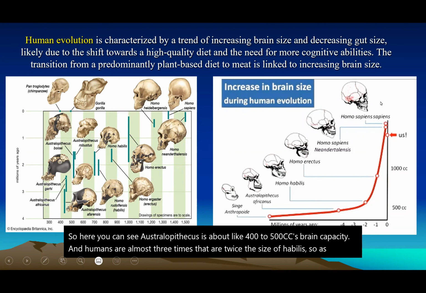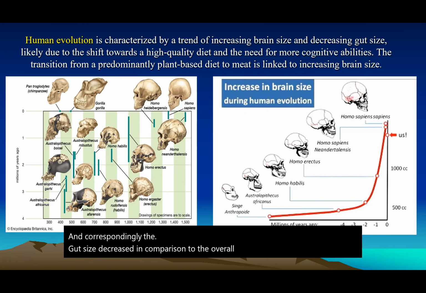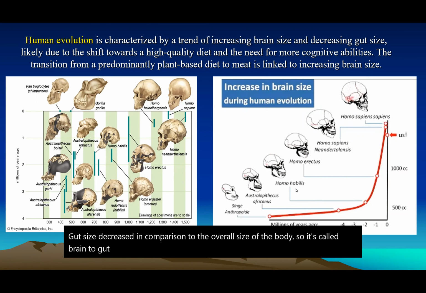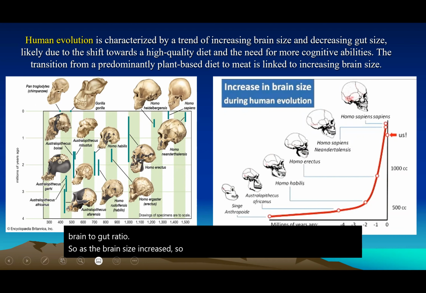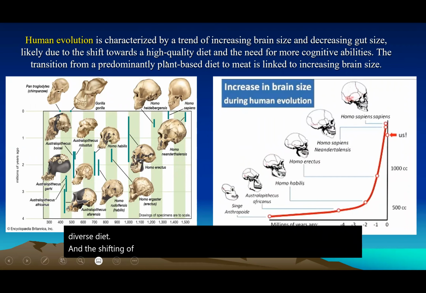So as evolution happened, the brain size increased. And correspondingly, the gut size decreased in comparison to the overall size of the body. So it's called brain to gut ratio. So as the brain size increased, so did intelligence and cognitive abilities. Another very interesting thing is this brain size increase is being linked to a diverse diet and a shifting of plant-based proteins to meat-based proteins and high fat in the diet.